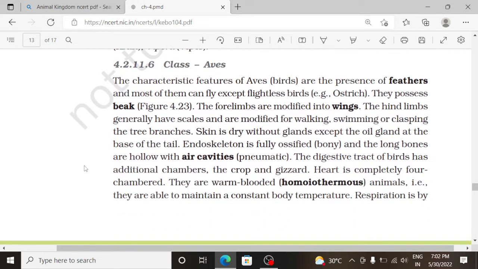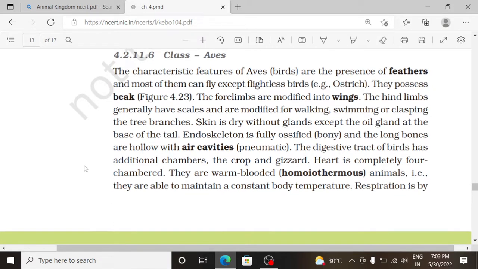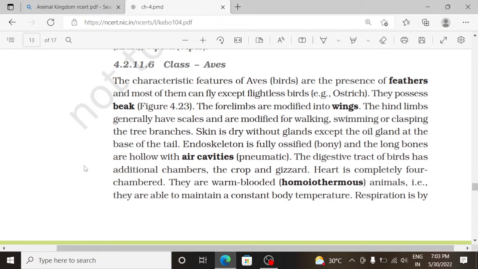Class Aves. The characteristic features of Aves, that is birds, are the presence of feathers, and most of them can fly except flightless birds, for example ostrich. They possess a beak. The forelimbs are modified into wings. The hind limbs generally have scales and are modified for walking, swimming, or clasping the tree branches. Skin is dry without glands except the oil gland at the base of the tail. Endoskeleton is fully ossified, that is bony, and the long bones are hollow with air cavities, that is pneumatic.